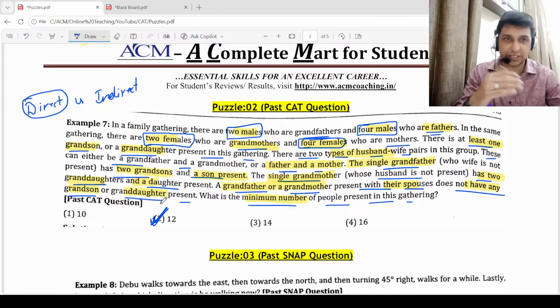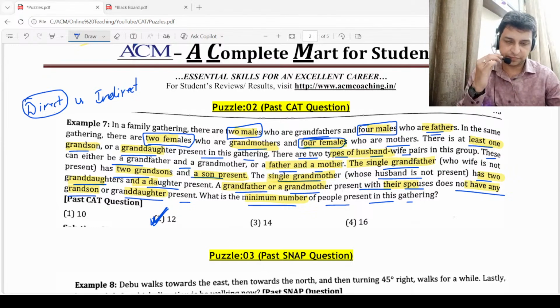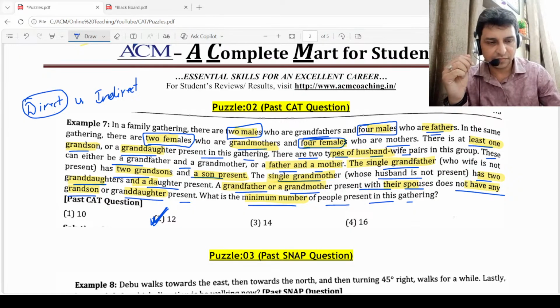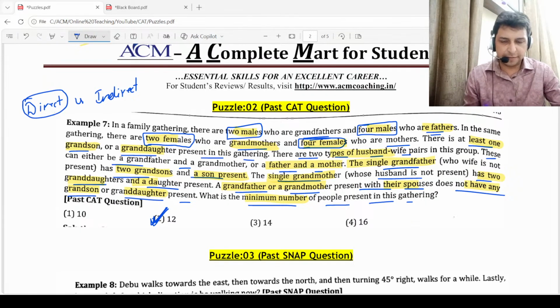Example number 7, it was in our books, the past CAT question. That is the answer here. I hope this gives you a good answer. Now let's go for the next one.